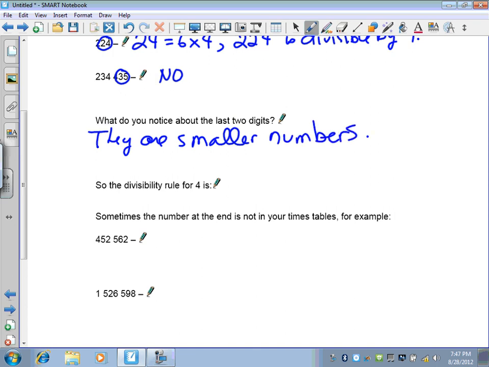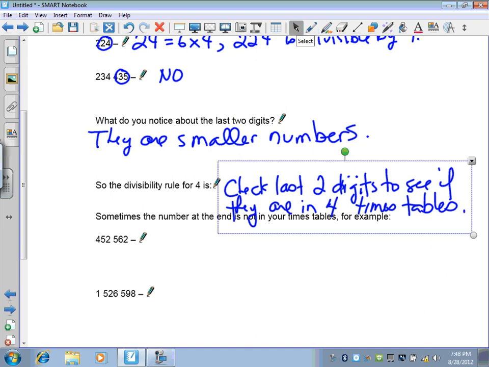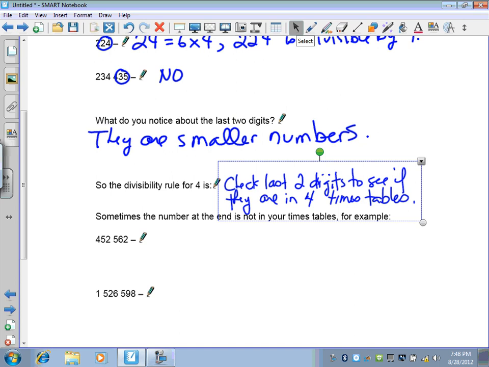Okay, so when we have the smaller numbers, the divisibility rule is really just check the last 2 numbers to see if they're in the 4 times tables. Now you know why I gave you all of that work in grade 4 on your times tables. This is where it's going to pay off.